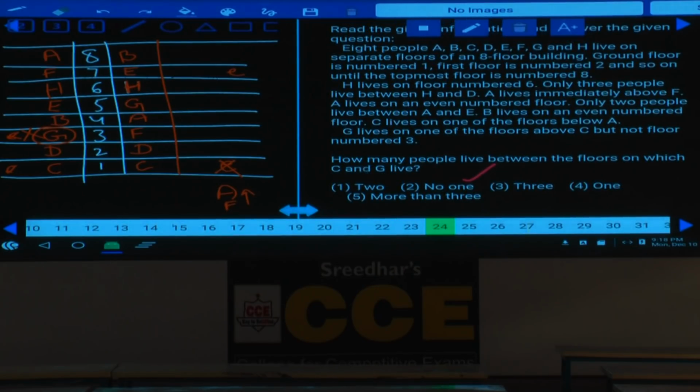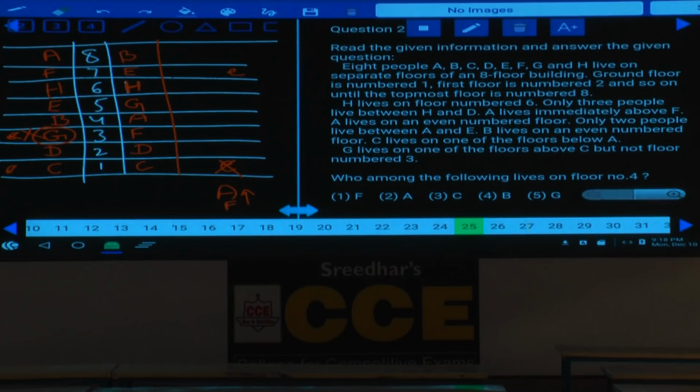Then question number 24. How many people live between the floors on which C and G live? Between C and G, there are 3 persons, A, D and F. That is choice 3, 24.